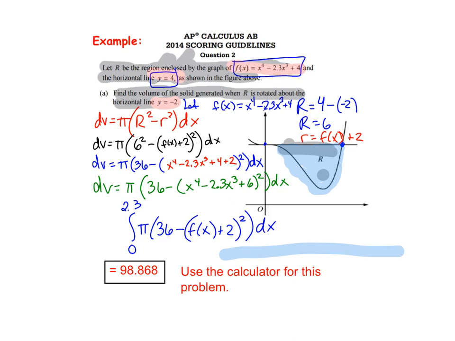So let's talk about the radius. We have one radius right here.